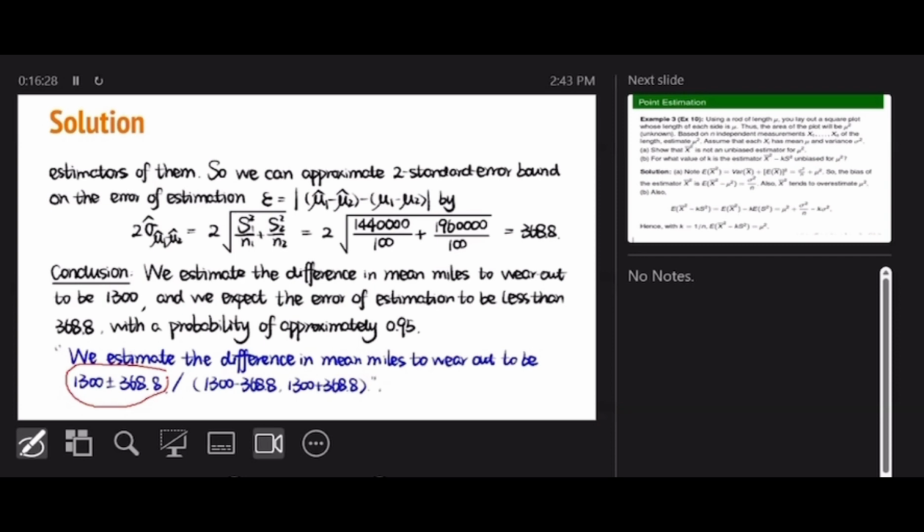When you take a look at this, it is more or less looking like a margin of error. A margin of error is different from a standard error. The standard error is just this guy.